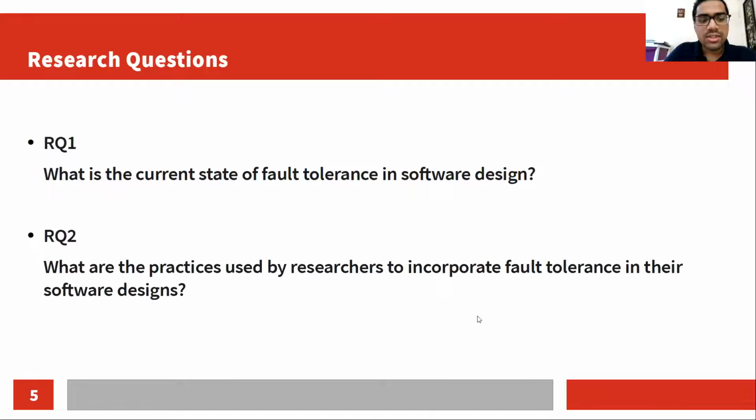My research question 2 is, what are the practices used by researchers to incorporate fault tolerance in their software design? Or in other words, this is assuming that we find that reliability is prioritized in software design. If so, what are the practices that the researchers are using? What are the specific methods like recovery blocks? Today, what are the researchers using? What are they putting into their software design so that they can make it fault tolerant?